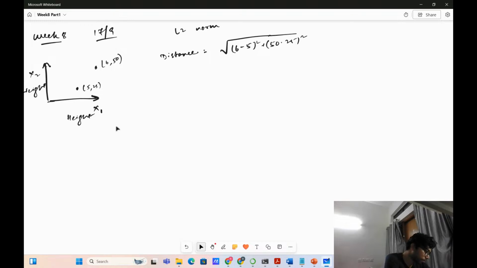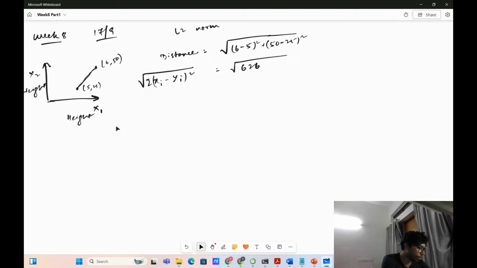So the formula, if you remember, was the summation of xi minus yi whole square, and here is the root, summation over all the dimensions. So in this case, it will be 6 minus 5 whole square plus 50 minus 25 whole square. This is nothing but the Euclidean distance between these 2 points. If you draw a straight line between these 2 points, that is the length of that line. So you can calculate this distance. This will be root over of 626. So this is how you calculate the distance for L2 norm.